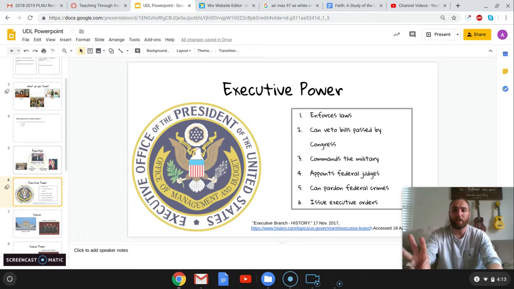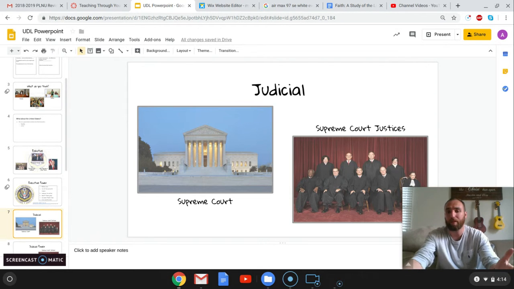Three, they command the military. Four, they appoint federal judges. Five, they can pardon federal crimes. And six, issue executive orders. So these are all the powers of the executive branch. And so now we're going to move to the judicial branch and who it's made up of.